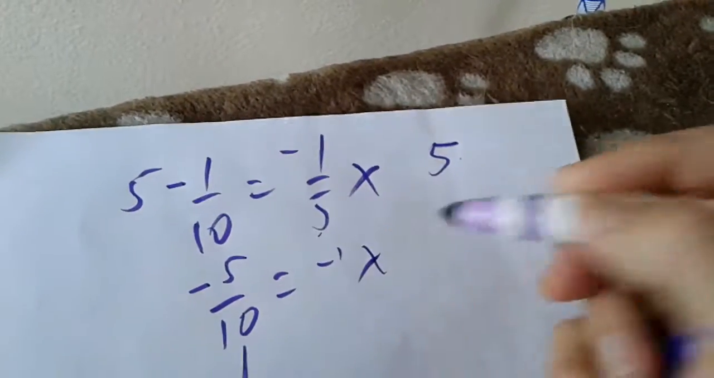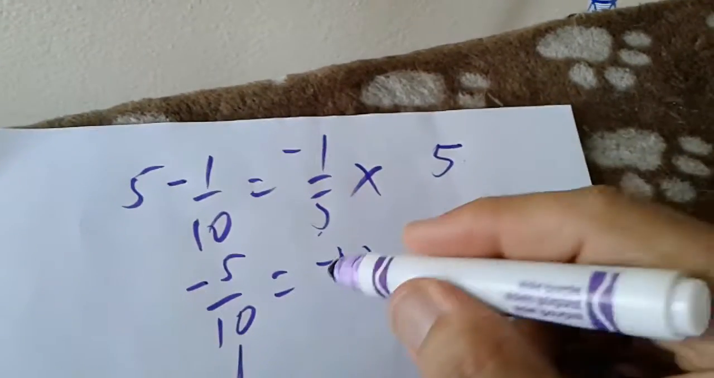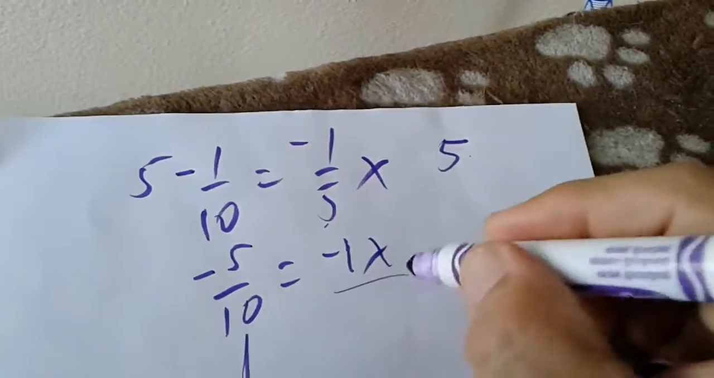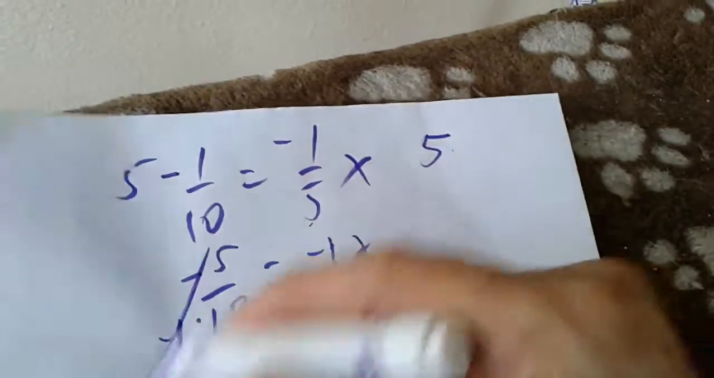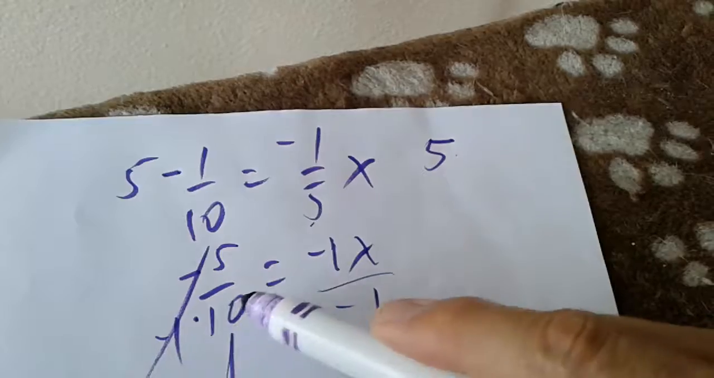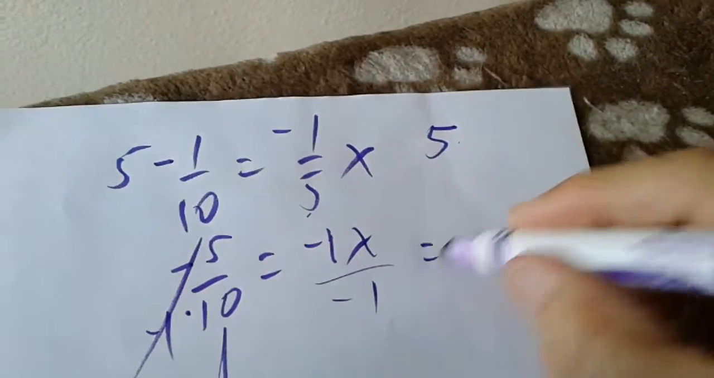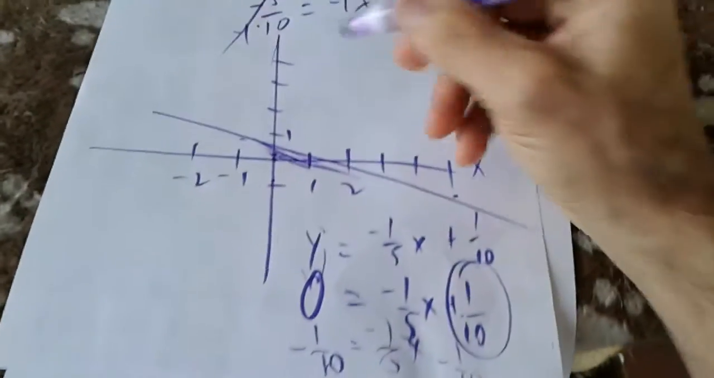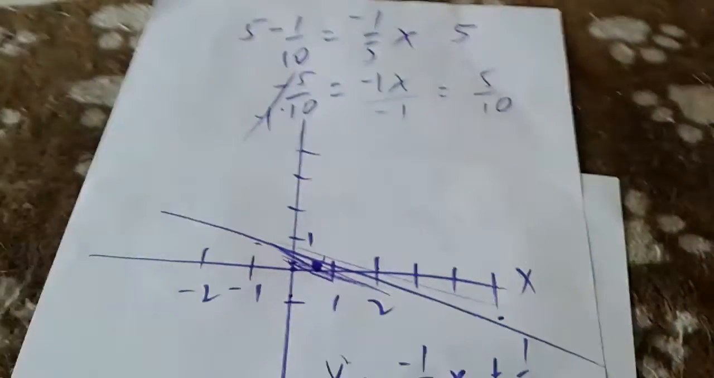Negative 1x. Now you have to multiply. What's the opposite of multiplying by a negative 1? You divide by a negative 1. There's negative 1 over here. So the negatives cancel. 1 times 10, 5/10. So x equals 5/10. 5/10 or a half is right there. So that's that line. Hope this was helpful.